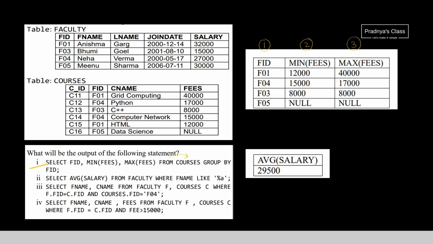From table name, group by FID. Now look at the courses table as mentioned. We are doing grouping on the FID and we have to find out the minimum of fees and the maximum of fees. Let's check out for the first FID.